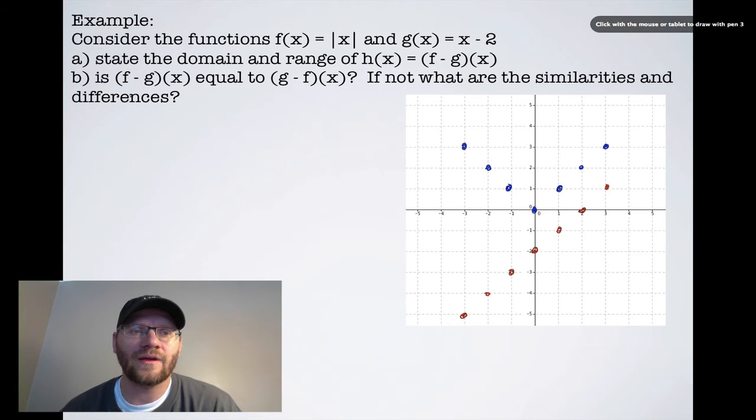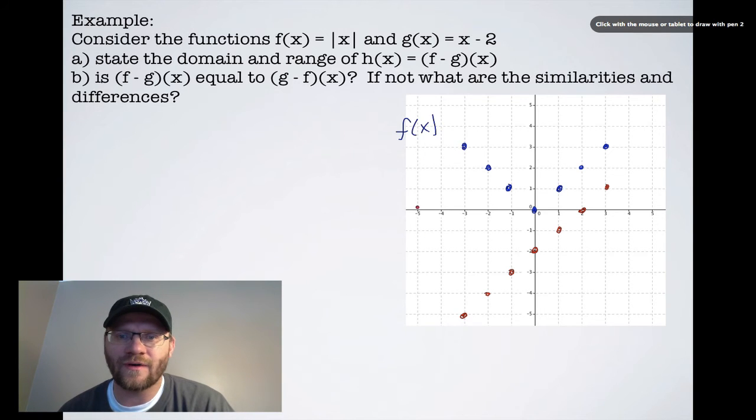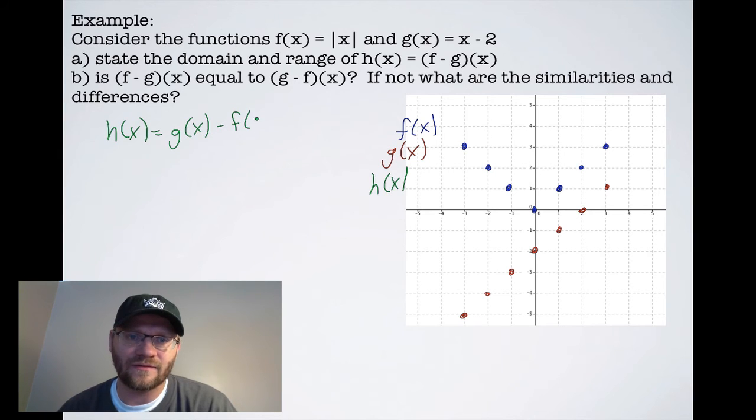So now we're going to take a look at the second part of this question where it said, is f minus g of x equal to g minus f of x? And if not, what are the similarities and the differences? So again, our f of x function is in blue, and our g of x function is in red. And we're going to graph the new h of x function, where in this case, h of x is going to be equal to g of x minus f of x.